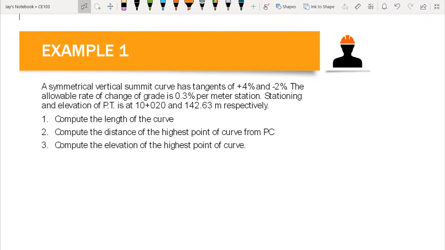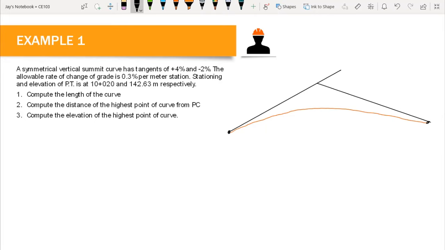So the first thing we do here is, of course, we draw our curve. Now we have this symmetrical vertical curve. This is symmetrical since our back tangent is at positive 4%, and we have a forward tangent which is negative, that is, a downward slope. We will be computing this problem using both the formula application and the grade diagram. So the first thing we do is draw the curve.